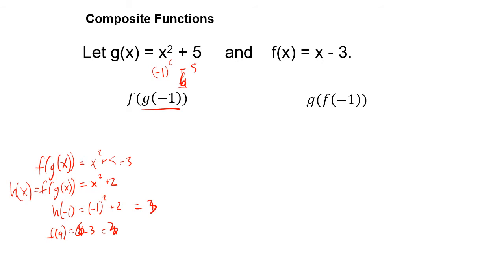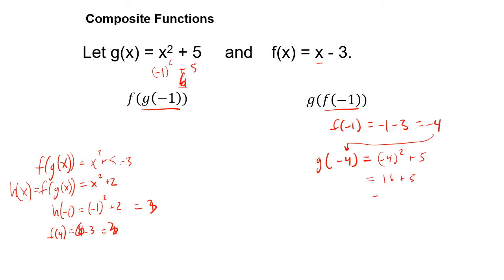So if we have g of f of negative 1, I don't remember what this was on the previous slide. So we can take negative 1 and plug it in for f. So we have f of negative 1, which is negative 1 minus 3, which is negative 4. So then we want to take this negative 4, and it's g of negative 4. And we take the negative 4 quantity squared plus 5, which is 16 plus 5, which is 21.